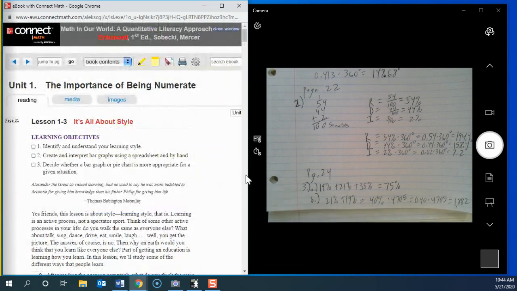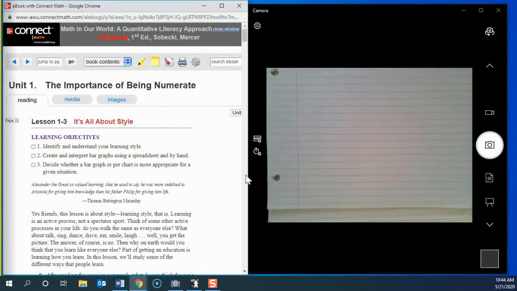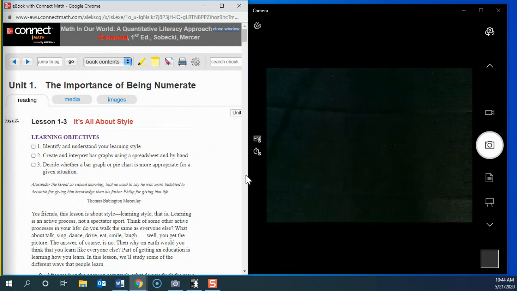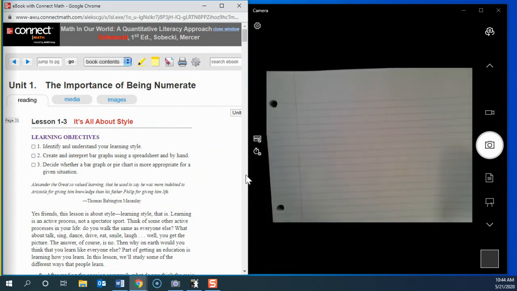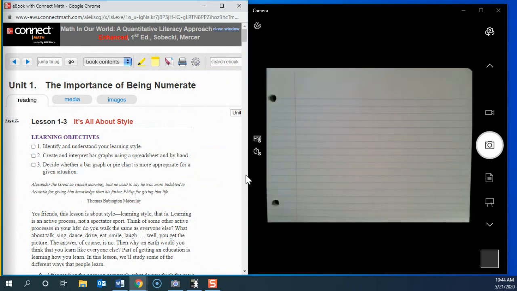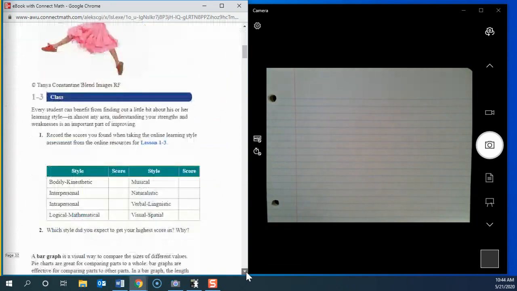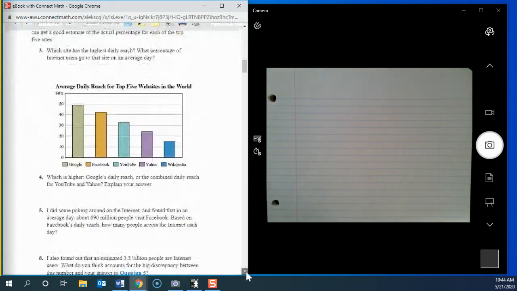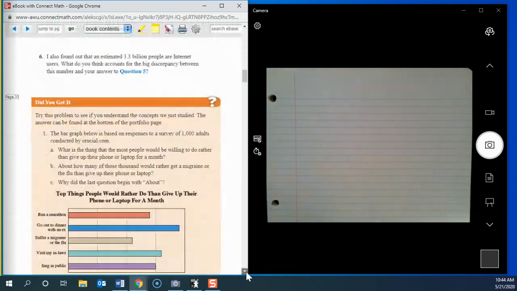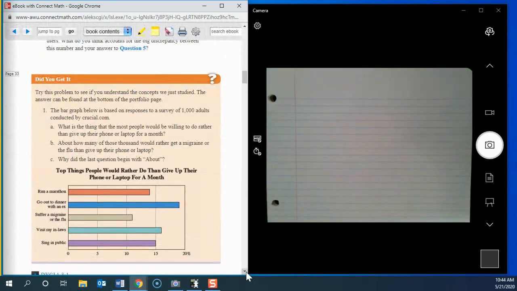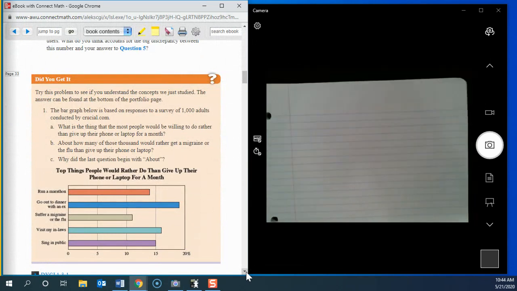Now, we move on to section 1.3. This will actually be the last section that we're covering today. And we are going to go into our quizzes next. So we're going to go to the Did You Get It portion. If you go to page 33, that would be our first problem.